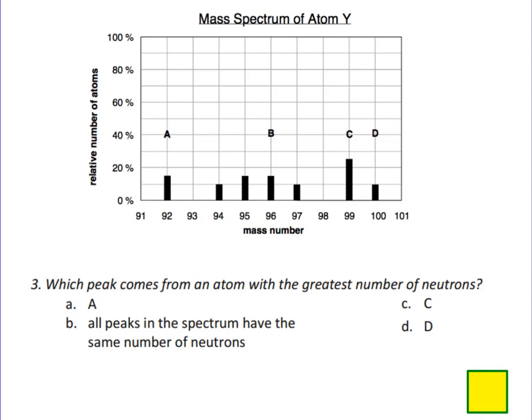Now we're looking to see which peak comes from the atom with the greatest number of neutrons. Well, the greatest neutrons would have the largest mass, and the largest mass is 100. So the answer is D.